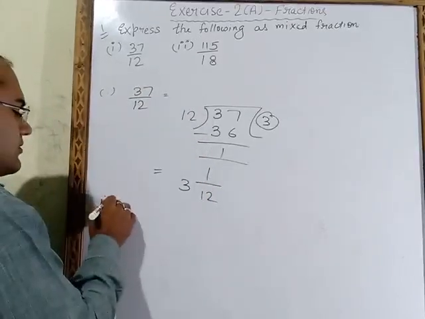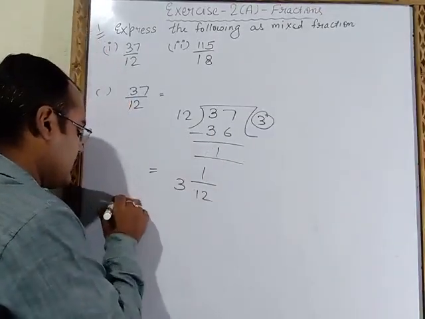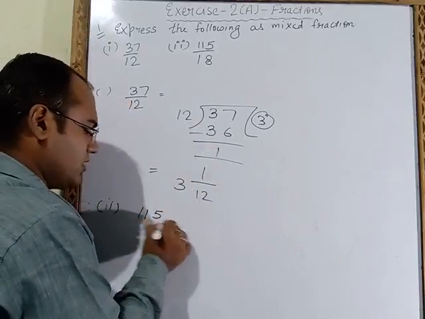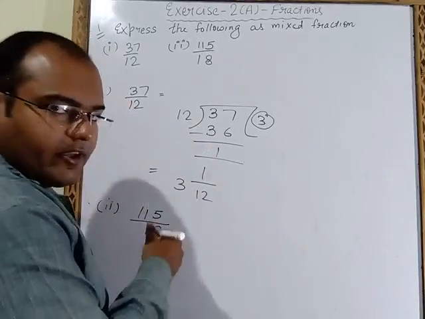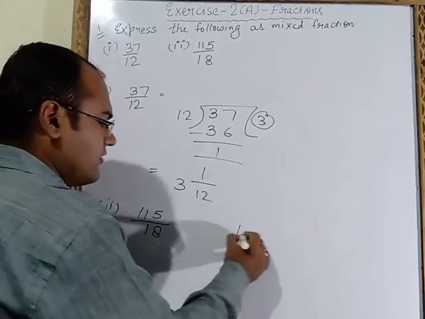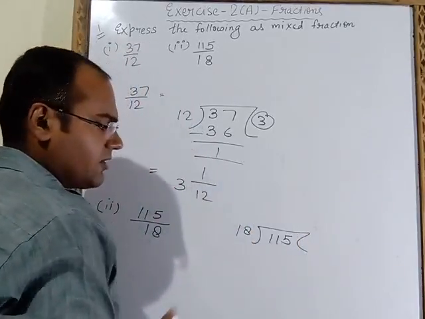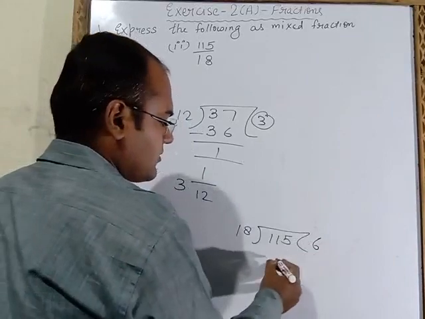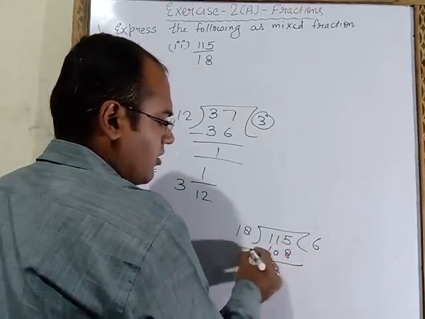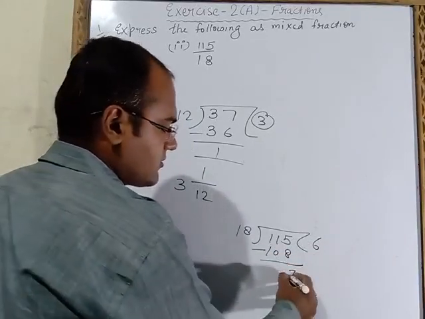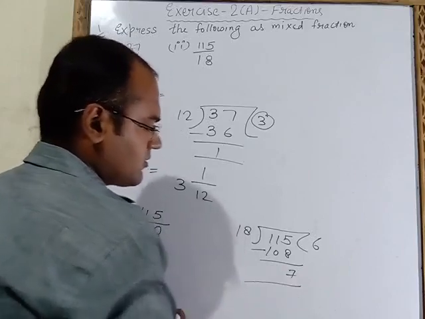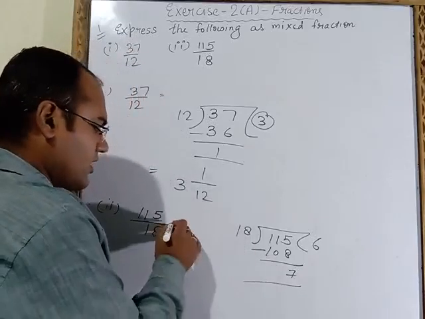Now see second part. Second part is 115 upon 18. So we will divide these numbers. With 18 we have to divide 115. So 18 table. 18 6 ja 108. On subtracting it we will get 7. So now we have to write in mixed fraction.